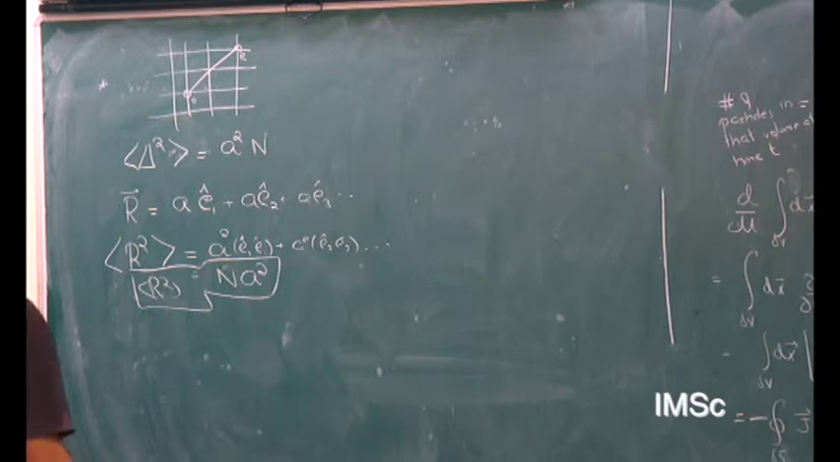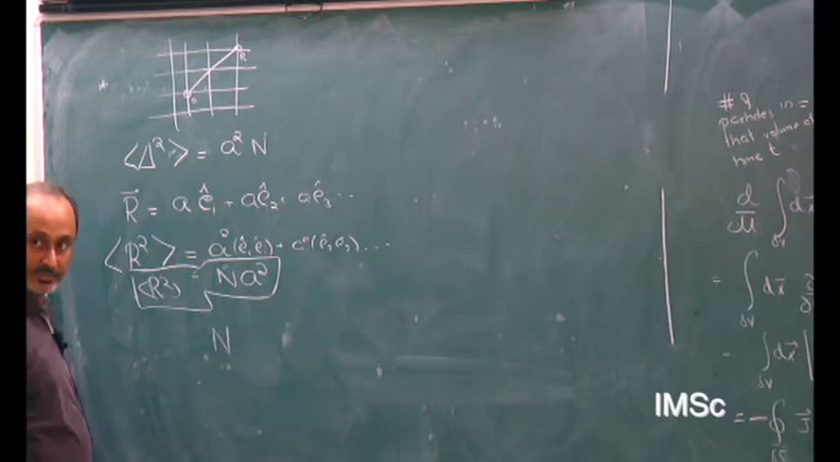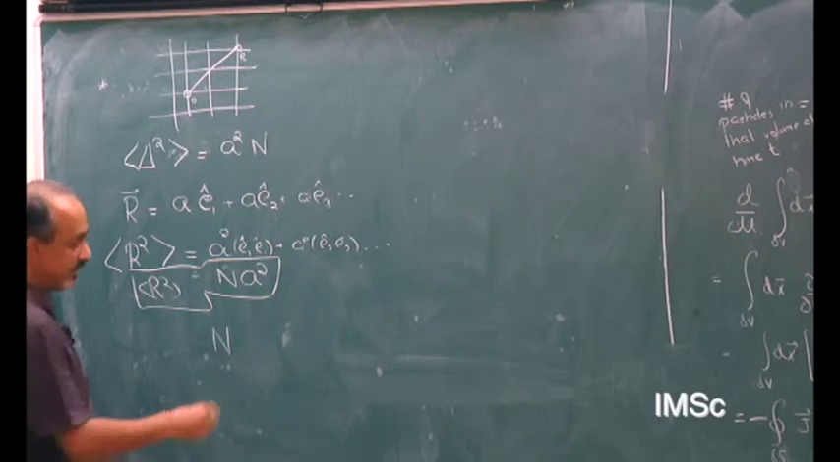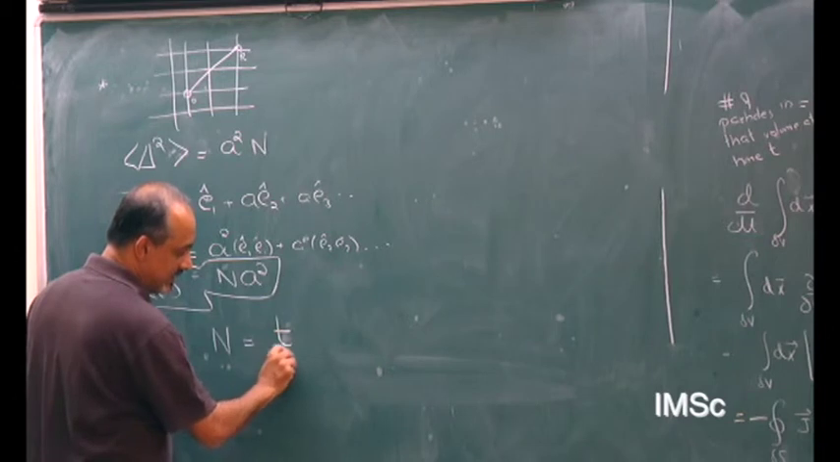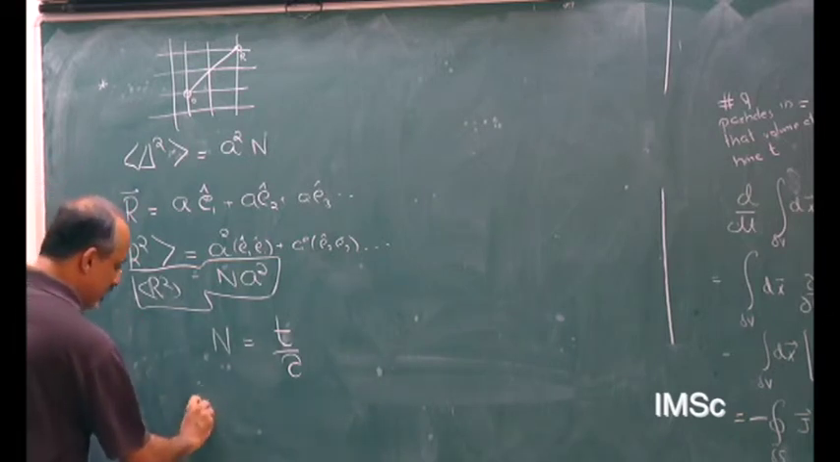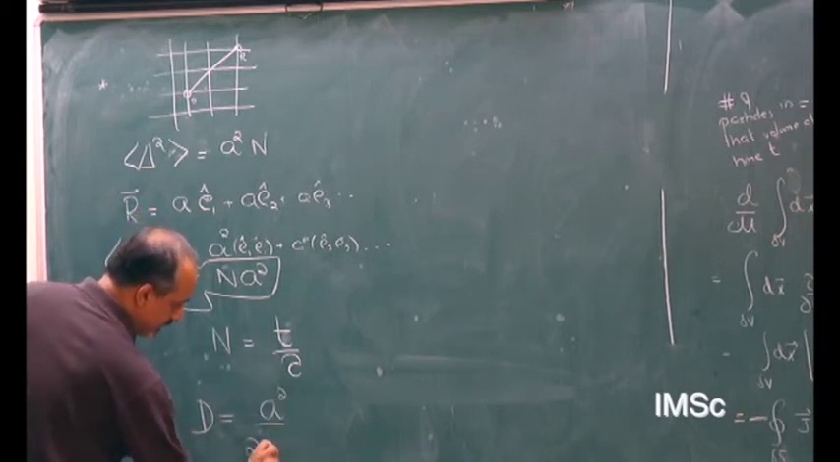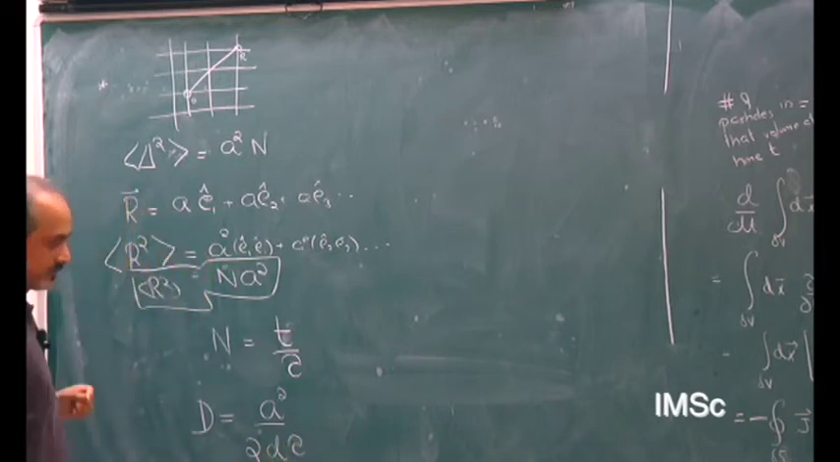Okay, so now let me write it in a slightly different way. Remember that n is the number of steps. If I'm allowed to walk for a time t, and every time step tau I take a step, then n must be the total time I take divided by tau. Now remember that the diffusion constant D was defined as a squared divided by twice the dimension times tau. Correct?